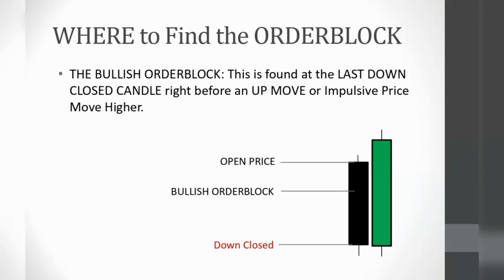So you saw immediately after the down close candle, an impulsive price move, engulfing. I have to use that word so that you understand what I'm trying to say. Engulfing the bearish candlestick that just closed, the down close candle. So you must know that the bullish order block is formed at the last down close candle, just right before an up move or an impulsive move higher. So this is how to find the bullish order block.